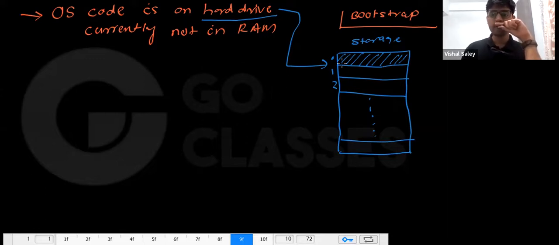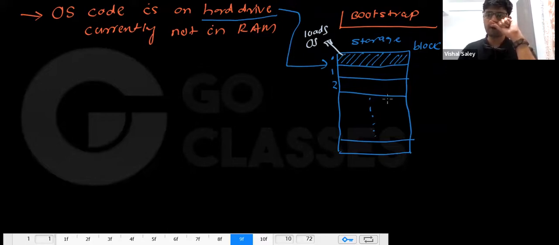Anyway, in the first location in this secondary storage or hard drive, which is also called a block, it has what we call the operating system starter code. In this particular section, there is a code which basically loads the operating system. If the CPU executes this code, which is stored in the first block of the hard drive, then it will be able to load the operating system, right?